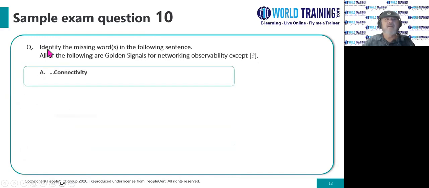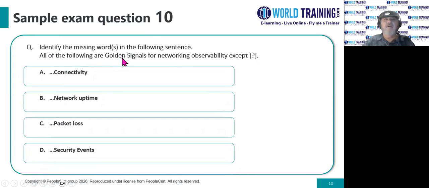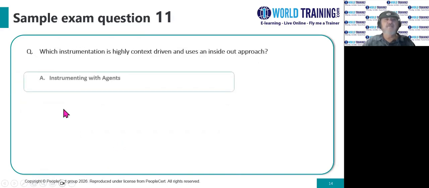Okay, question 10, identify the missing words in the following sentence. All of the following are golden signals for network observability, except which? Connectivities, to do with network observability, network uptime, yes. Packet loss, yes. Security events, no. So D is the correct answer, security events.